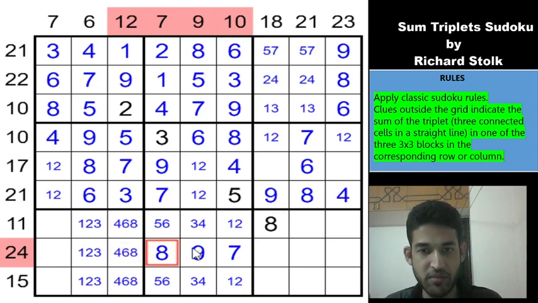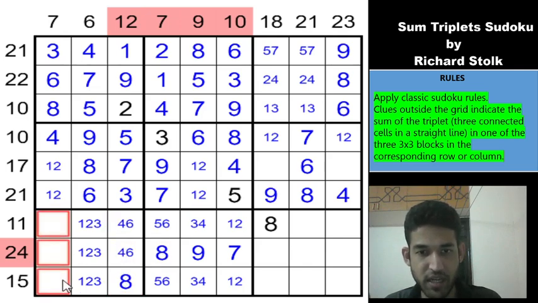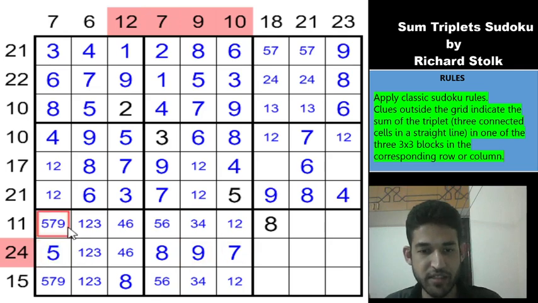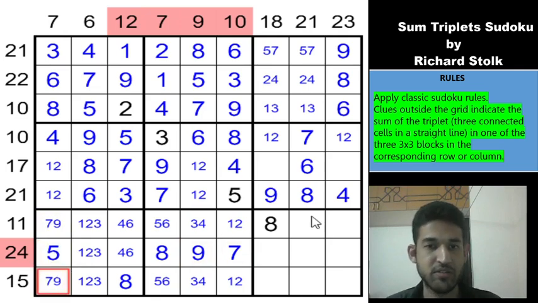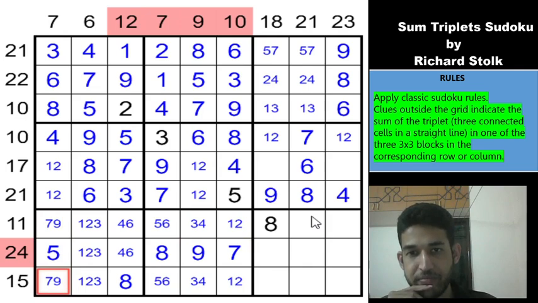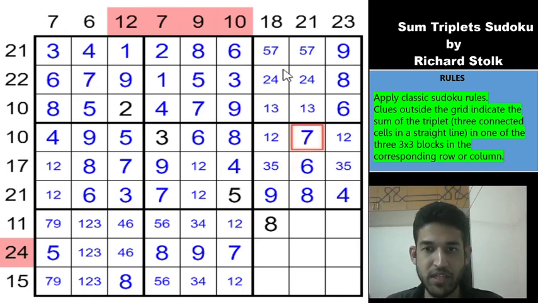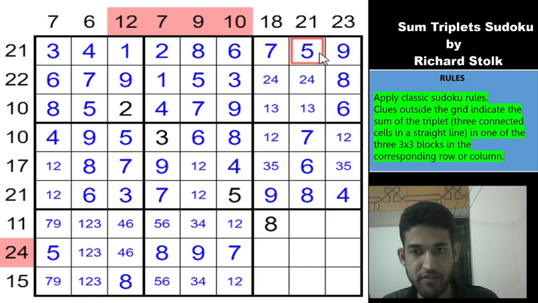So 8 in row 7 and row 8 gives the 8 here. So these two cells must be 4 and 6. And these three cells must be 5, 7 and 9. But because of the 7, 9 here, you get a 5 here. And these two cells must be 7 and 9. All classic. And these two cells must be 3 5. 7 here resolves this 7 5 pair.